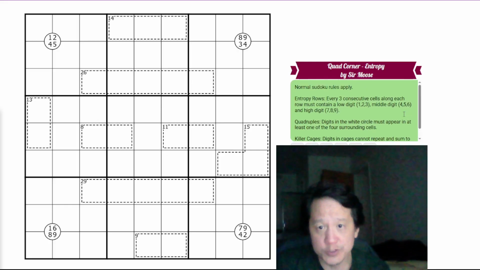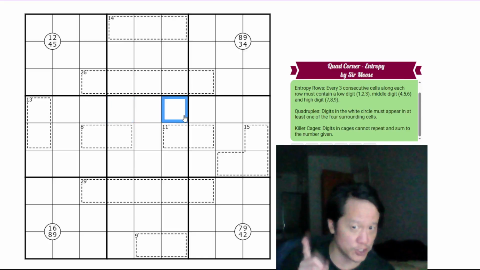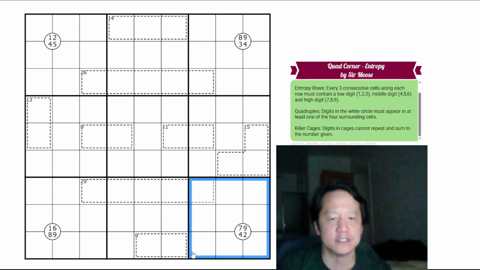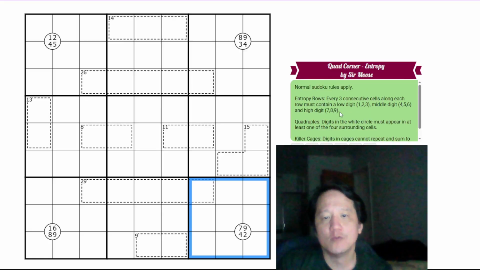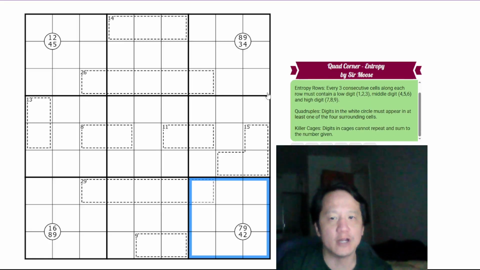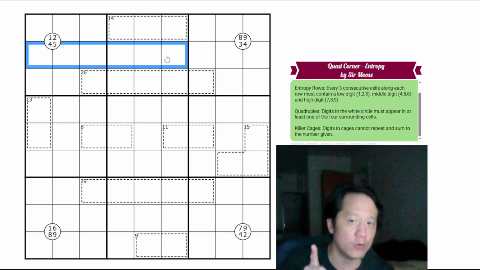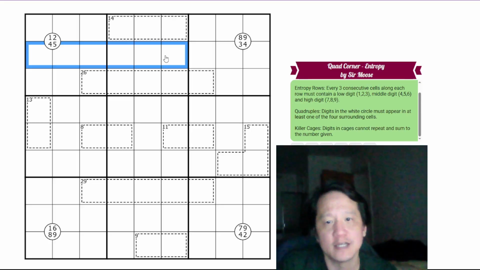We have normal Sudoku rules apply, which means in every cell in the grid, place a single digit such that every row, column, and designated 9-cell region contains the digits 1 through 9 exactly once each. We have entropy rows, where every 3 consecutive cells along each row must contain a low digit, which is 1, 2, or 3, a middle digit, which is 4, 5, or 6, and a high digit, which is 7, 8, and 9.